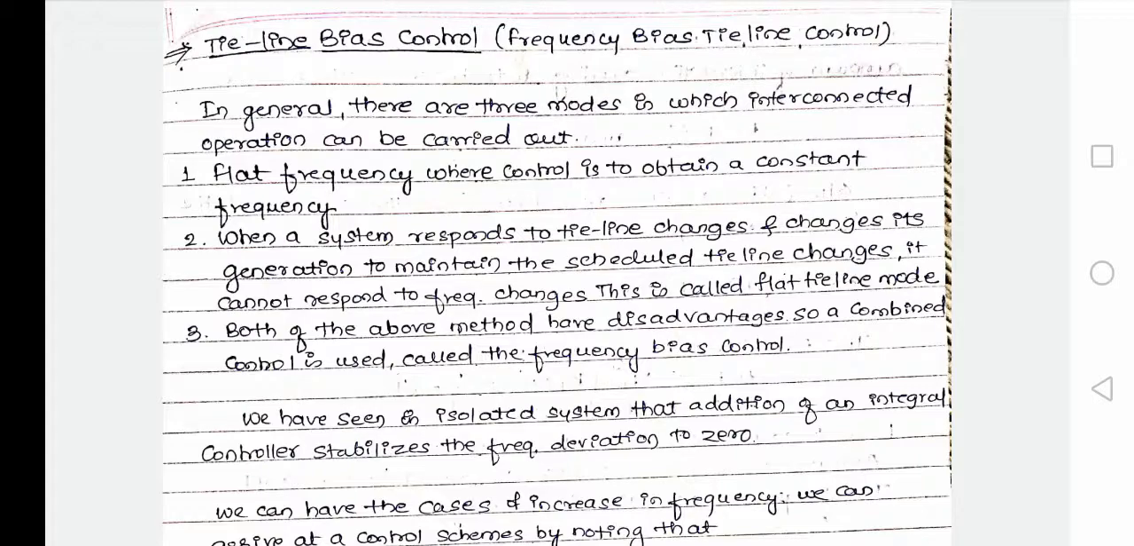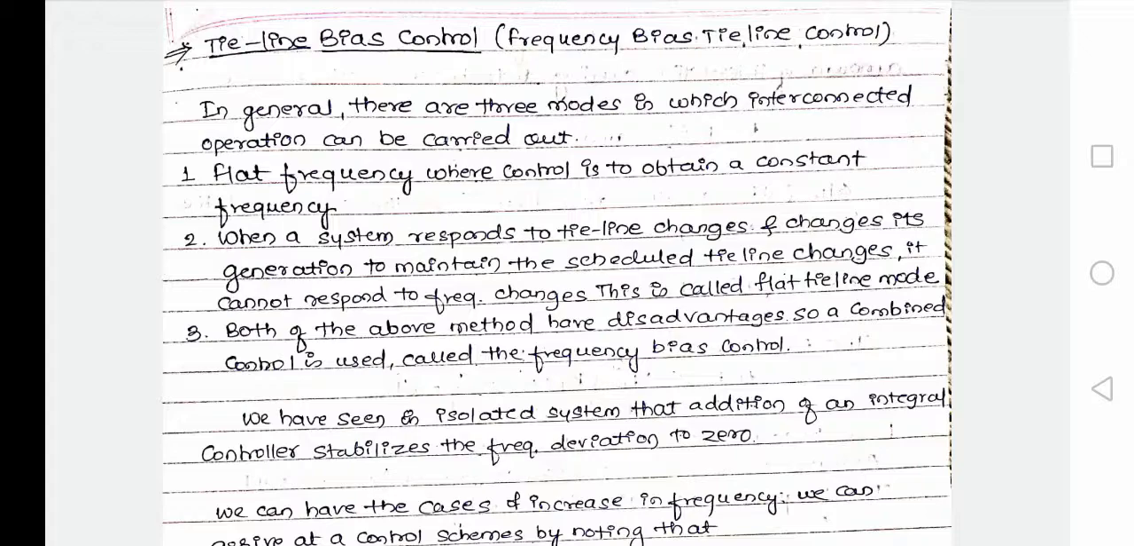That is, the first one is flat frequency control, where the control is obtained at a constant frequency of that system. And the second one is when a system responds to tie line changes and changes its generation to maintain the scheduled tie line changes, then it cannot respond to the frequency changes in the isolated system. So this is called the flat tie line mode of operation. This is the second mode of operation.